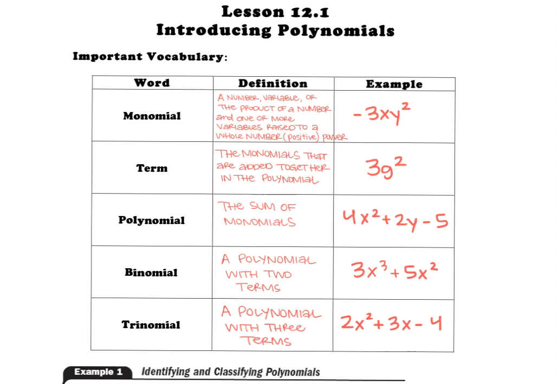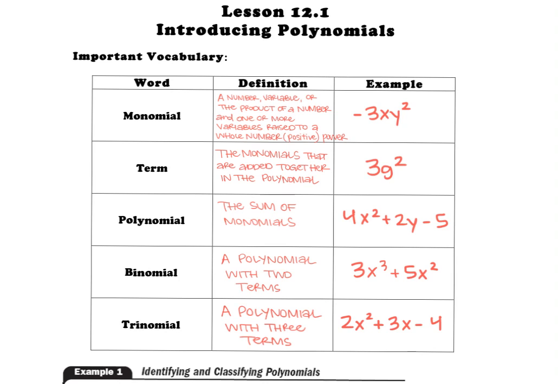So let's review what a monomial is. Well, remember from English class that the prefix mono means one. So a monomial is one term. It's a number, a variable, or the product, that means the multiplication, of a number and one or more variables raised to a whole number or positive power, meaning it can only be raised to a power that is positive and is a whole number. If it is raised to a negative power, it is no longer a monomial.